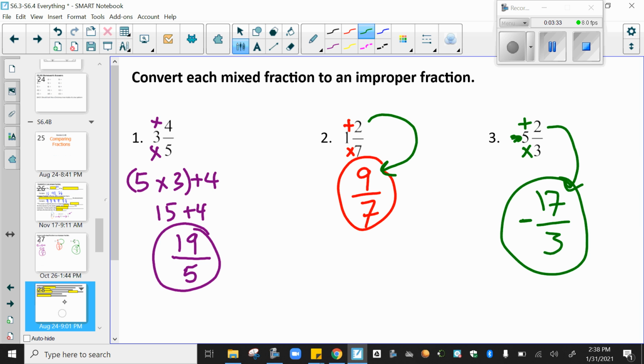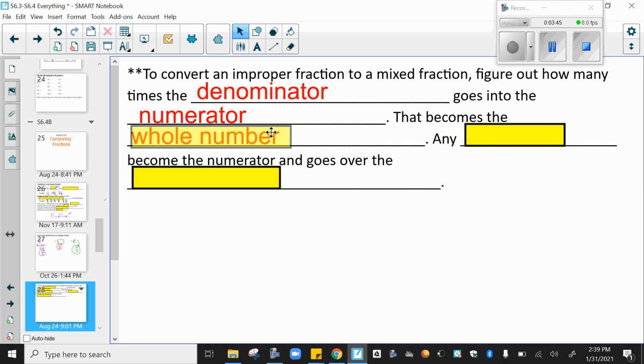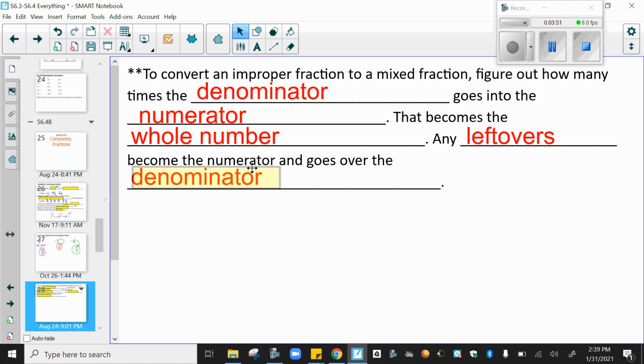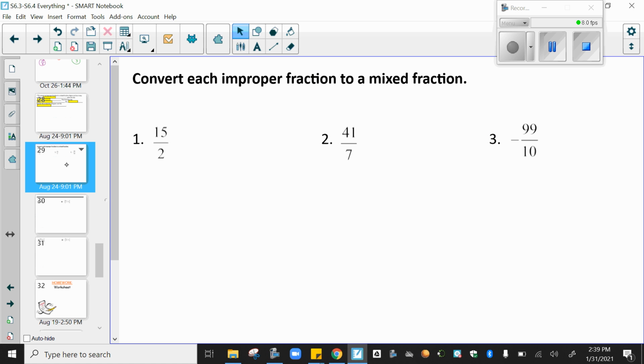Okay? If we're going to go the other direction, from an improper fraction to a mixed fraction, we have to figure out how many times the denominator goes into the numerator. Right? We want to make that big number on the outside. That becomes the whole number. Anything left over becomes the numerator and goes over the original denominator. Right? This one's a little bit trickier for people. Let's talk about it. We need to know how many times 2 can go into 15. All right?